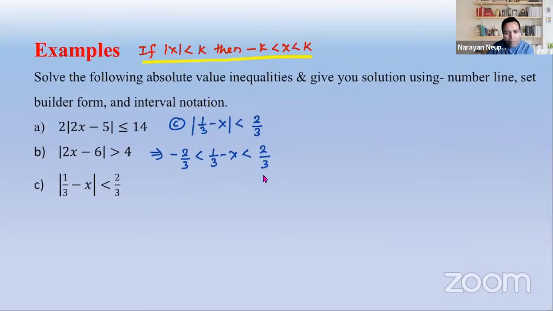Now, in order to solve an inequality like this, you have to be very careful in the middle. Here in the middle, we just need x. There is 1/3 minus x. So first, we need to remove this 1/3. That is a positive 1/3. So we have to subtract 1/3 everywhere. So let's subtract 1/3. Minus 1/3 here, minus 1/3 in the middle, minus 1/3 there.